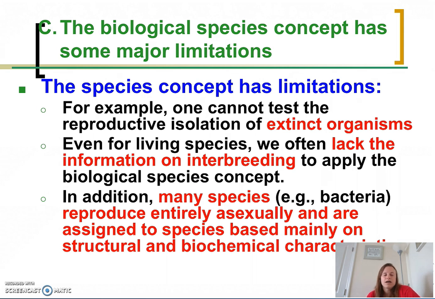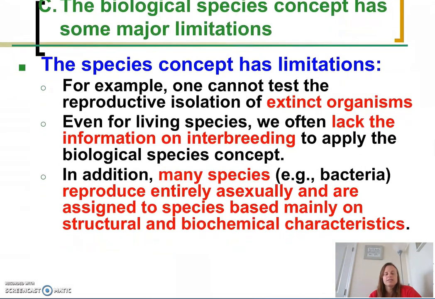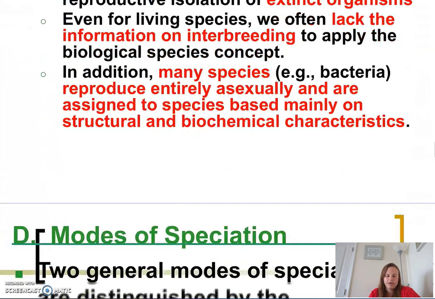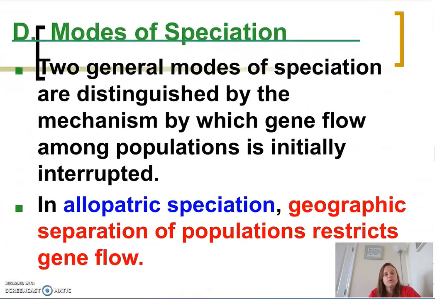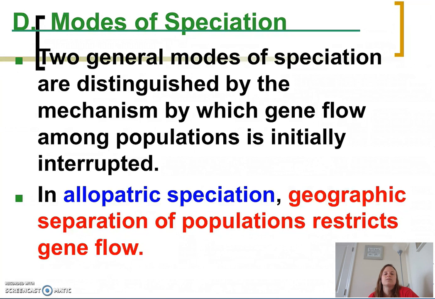Another example is species that reproduce entirely asexually. Again, we lack information on interbreeding. They don't mate with anybody else. They mate with themselves. So in this case, we assign these types of species based mainly on their structural and biochemical characteristics. But what we do know is that there are two modes of speciation: allopatric speciation and sympatric speciation.